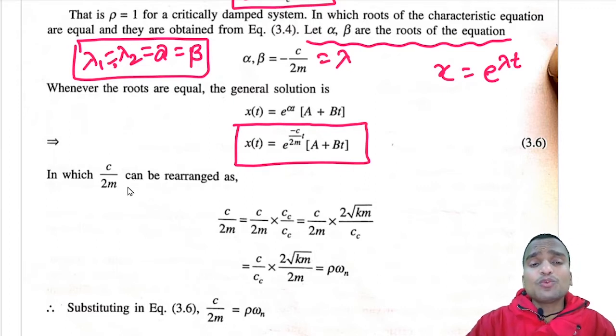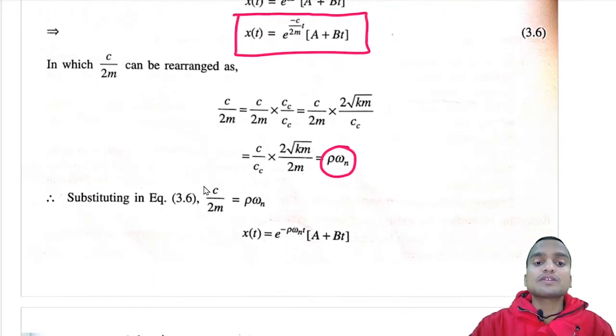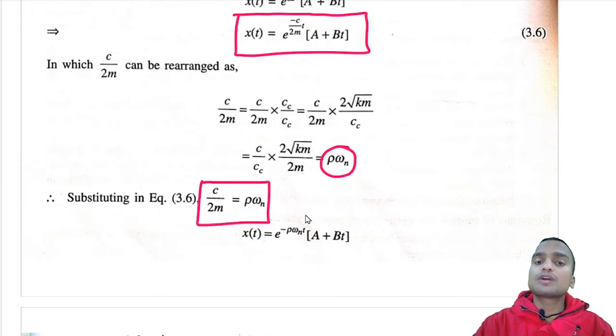Now here c by 2m can also be rearranged. How can it be rearranged? If you multiply Cc in the numerator and denominator both, and do this little substitution by Cc, putting Cc equal to 2 root km, and then write this c by 2m in terms of the damping ratio rho, then c by 2m comes out to be equal to rho omega n. So c by 2m comes as rho omega n. You can easily write it.